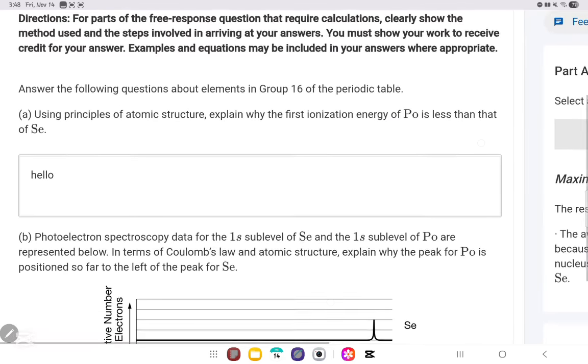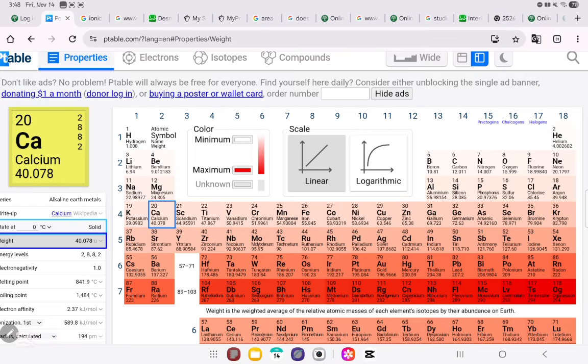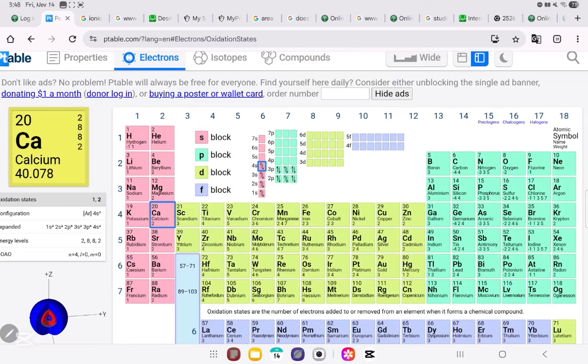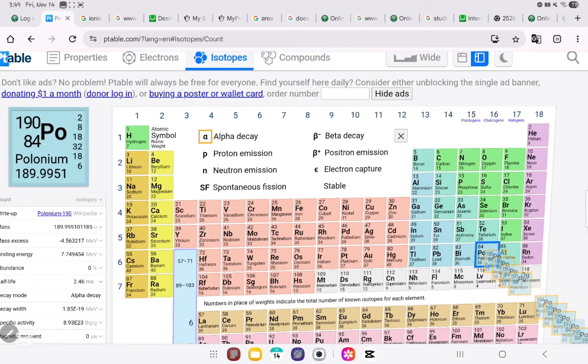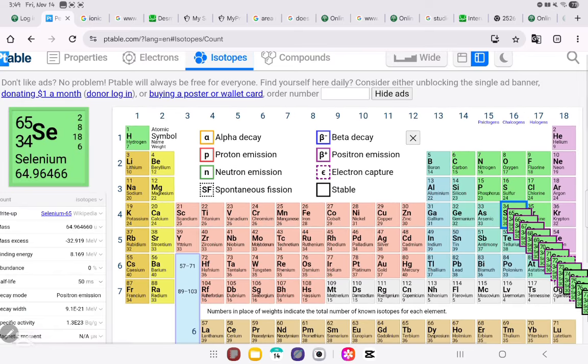Okay, so usually in the question, they will tell us how they want us to explain it. Using what? Using the principles of atomic structure, explain why the first ionization energy of Po is less than that of Se. If we go to the periodic table, I'm looking for Po. Where is Po? Okay, I found Po over here, and Se, selenium, not As, my bad, Se, selenium.